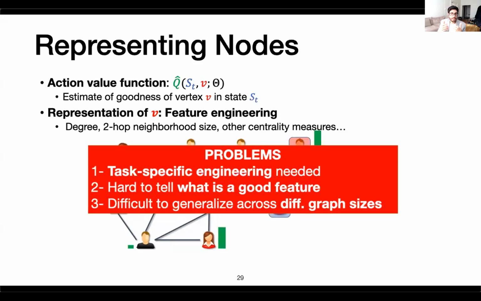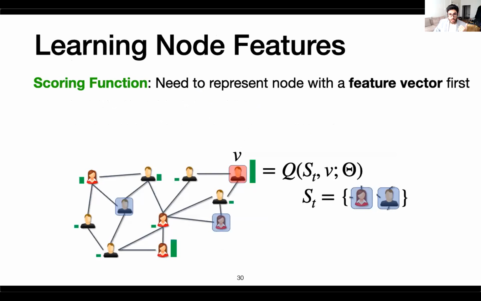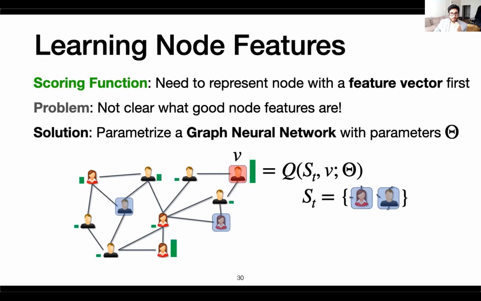Third, it's difficult to generalize across different graph sizes because computing these features will require some kind of normalization, etc. So they will depend naturally on the size of the graph. So it's unclear whether, if you train some reinforcement learning agent to solve this problem on small graphs, those features would still be useful on larger graphs. And so there's a few problems with doing feature engineering if you want a generic reinforcement learning method for these graph optimization problems. And so instead, what we do is we try to leverage the very useful paradigm of graph neural networks or graph embeddings, where we parameterize some graph neural network with these parameters theta.